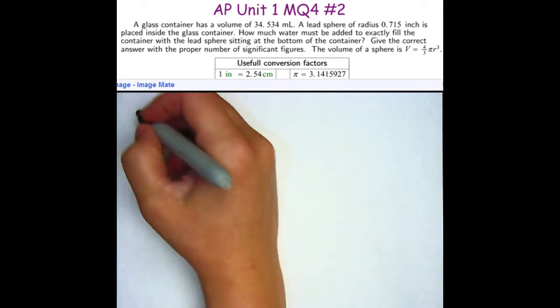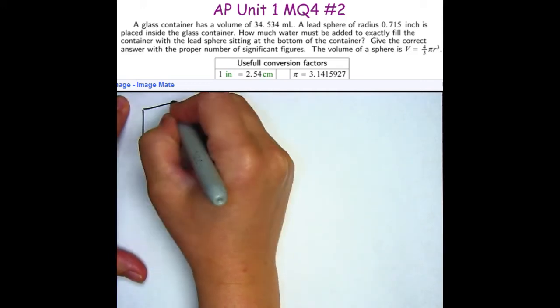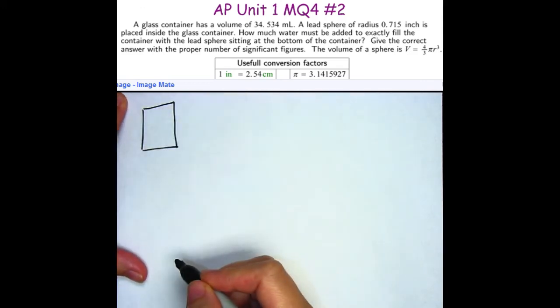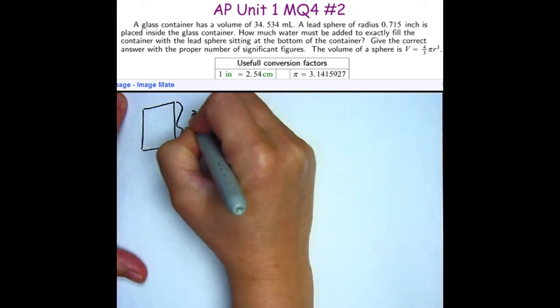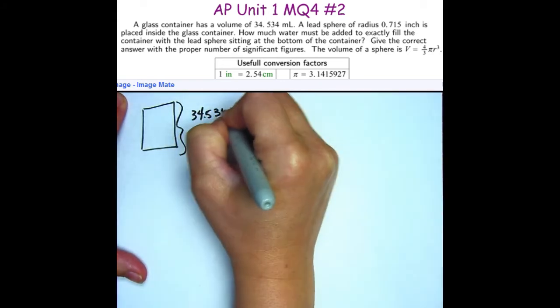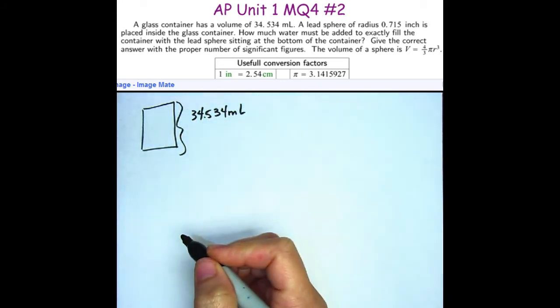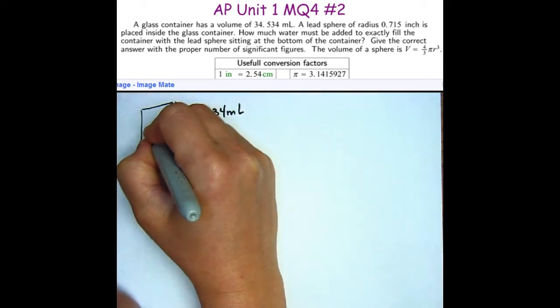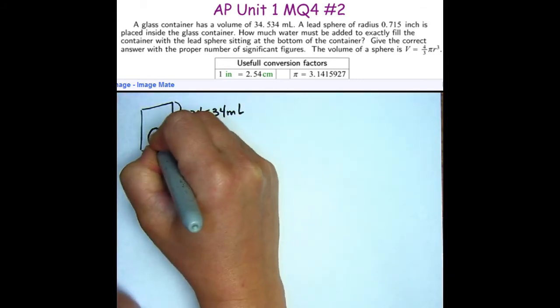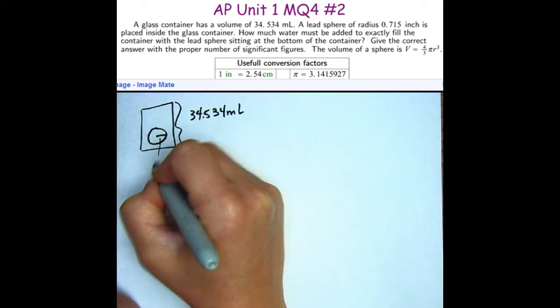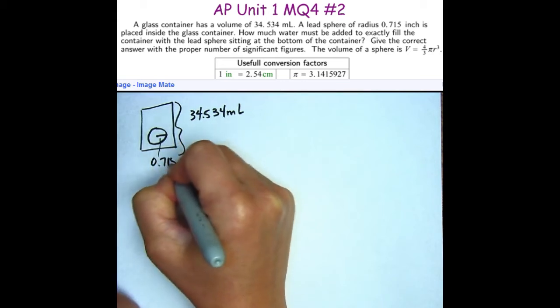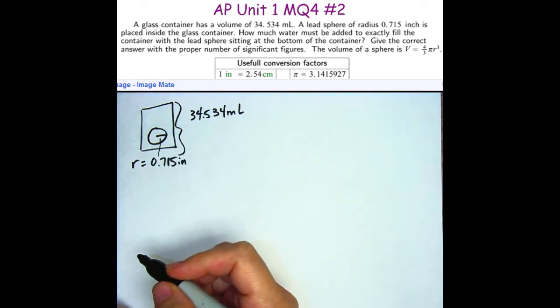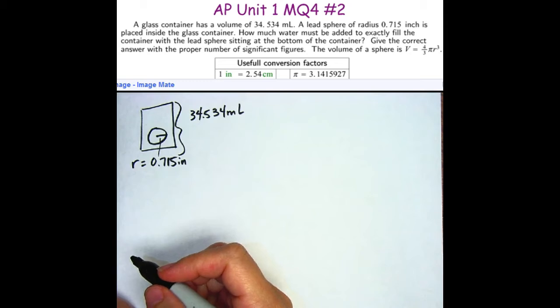A glass container, so maybe one like this, has a volume of 34.534 milliliters. A lead sphere with a radius of 0.715 inches has been placed inside of the glass container. How much water must be added to exactly fill the container with the lead sphere sitting at the bottom?